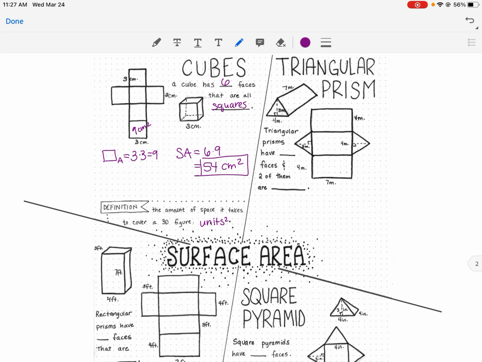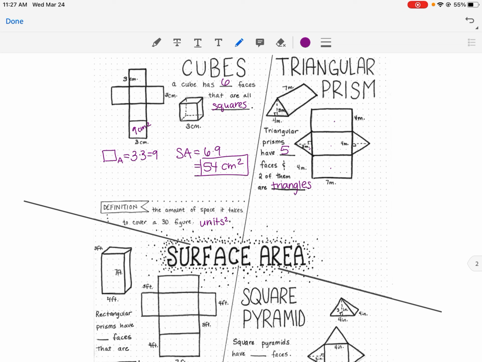Okay, a triangular prism. In this case, there are 3 rectangles and 2 triangles, so it has a total of 5 sides. Probably the hardest thing about this is that not all the ones on the homework have it broken down for you like this, so you're going to have to do a little visualization to see what's going on. And 2 of the faces are triangles.